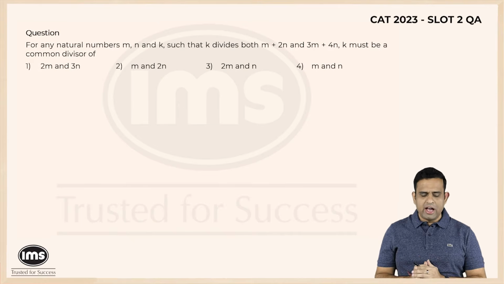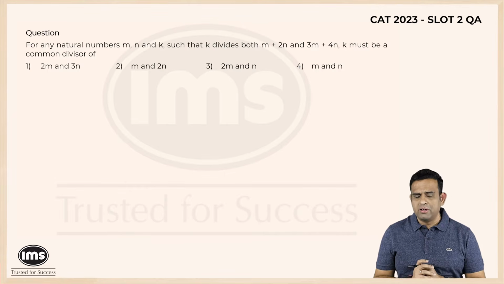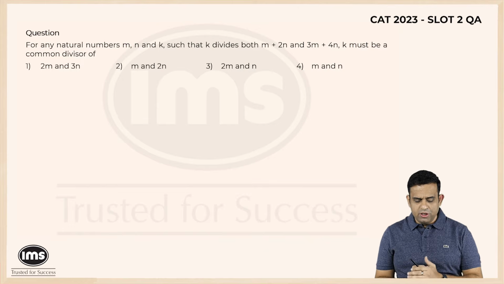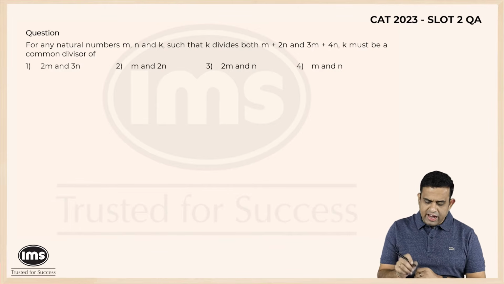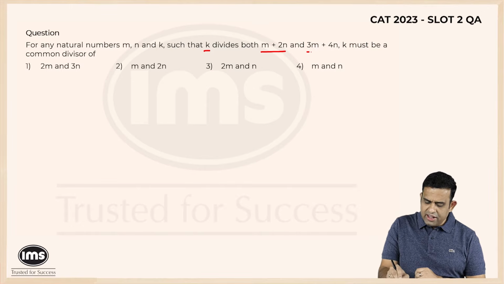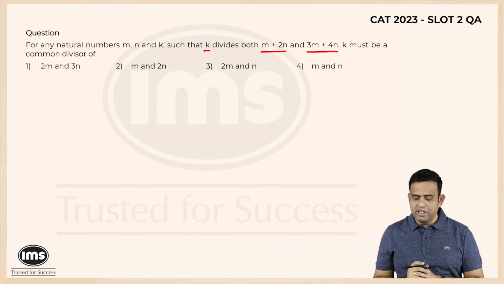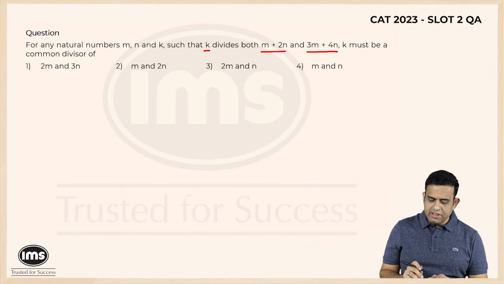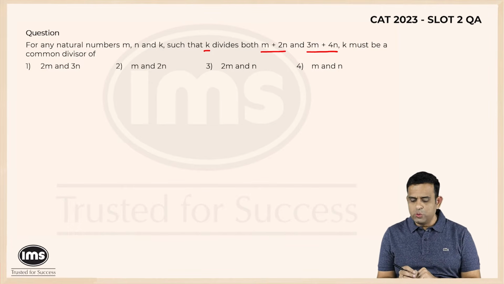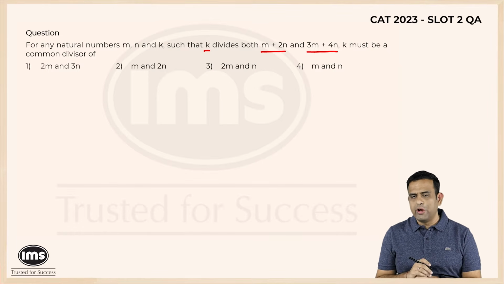The next sum which we have is again an interesting one, and I would say if people want to solve it in a conventional manner, this question is highly conceptual. It says that for any natural numbers m and n and k such that k divides both m plus 2n and 3m plus 4n, then k must be a common divisor of. So understand one thing, k is a factor of m plus 2n. K is also a factor of the term 3m plus 4n over here.